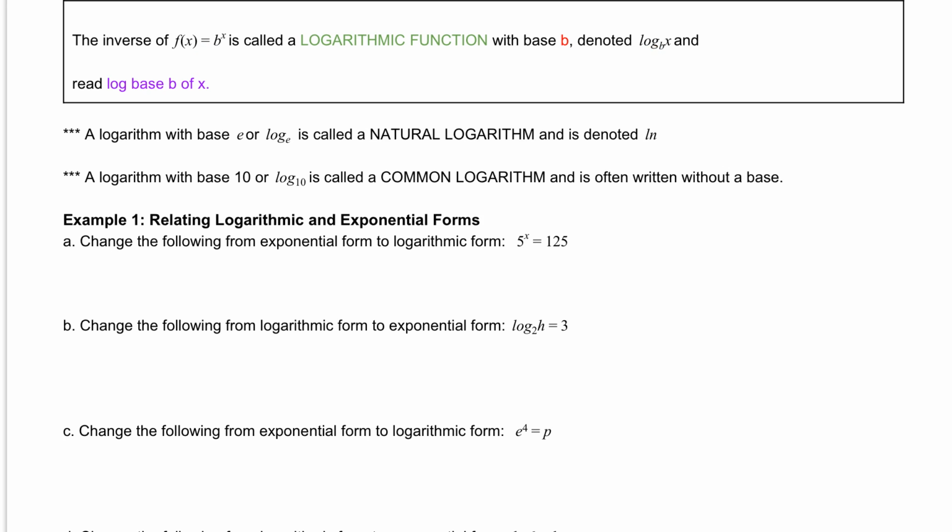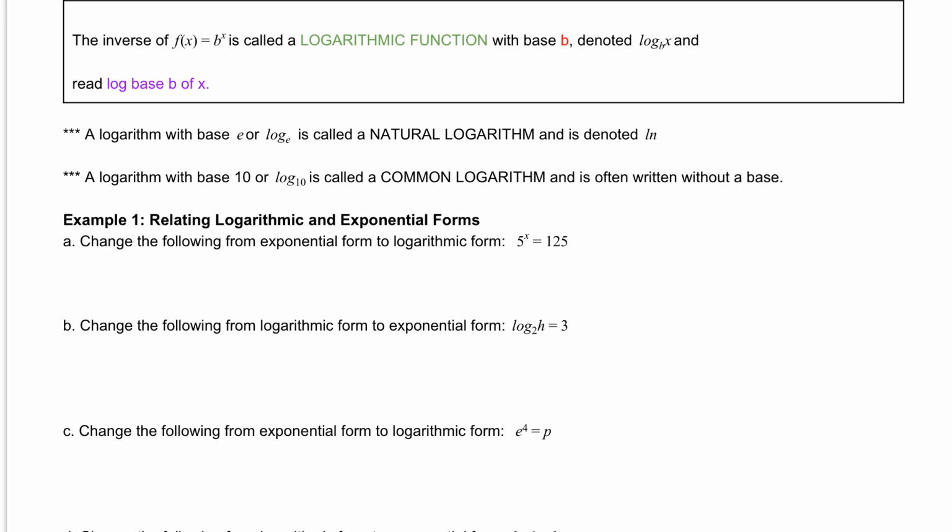A logarithm with base e, or log base e, is what we call a natural logarithm and is denoted with ln instead of log base e. A logarithm with base 10, or log base 10, is called our common logarithm and is often written without a base. So you would just see the log, you would not see the base there. So it's understood if there's a log without a base that it's a base 10. It's understood when we use ln that the base is e. These are the two that you will find on your calculator.